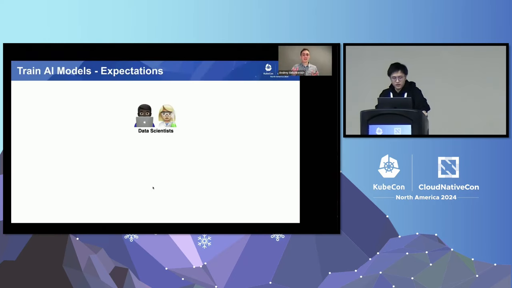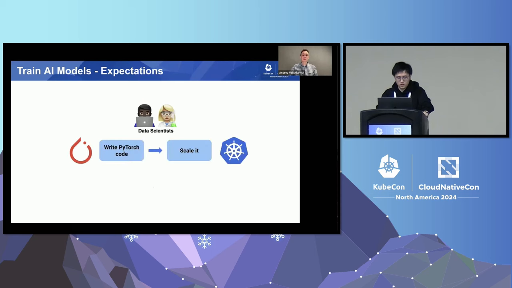So let me first of all talk about the data scientists. So in an ideal world, data scientists want to write their PyTorch code and want to have a way to actually quickly scale it. And the tricky part, because it's actually an interactive process, they want to have a way to actually repeat this multiple times before they find the best configuration for their model so they can push it to production.